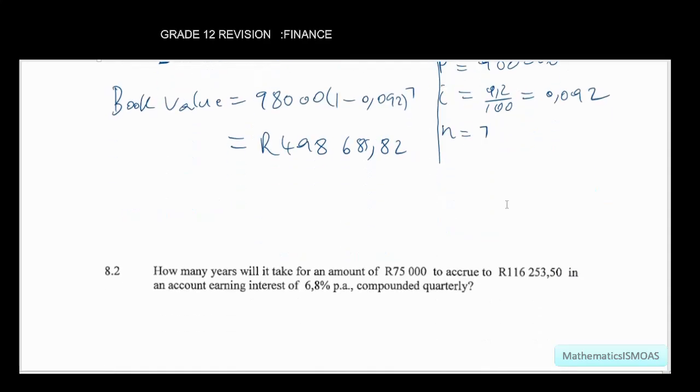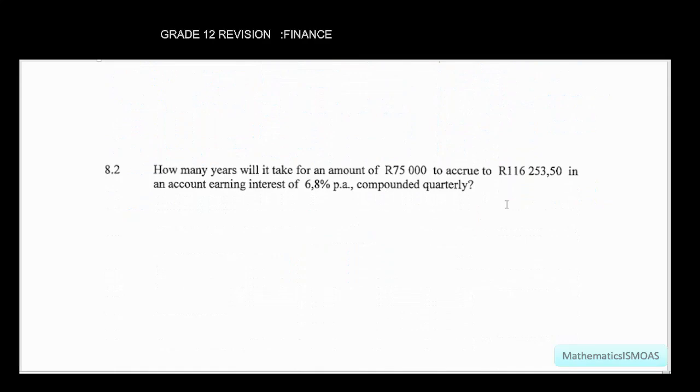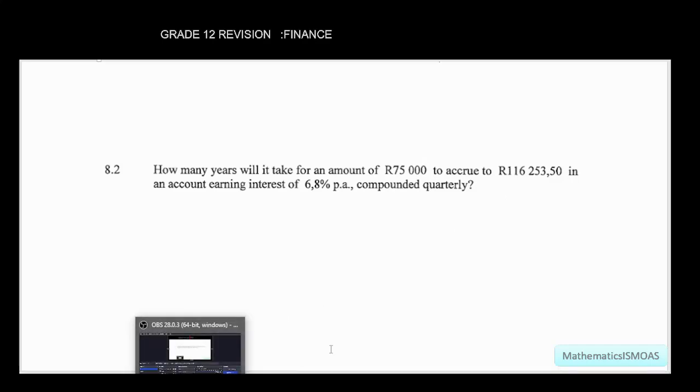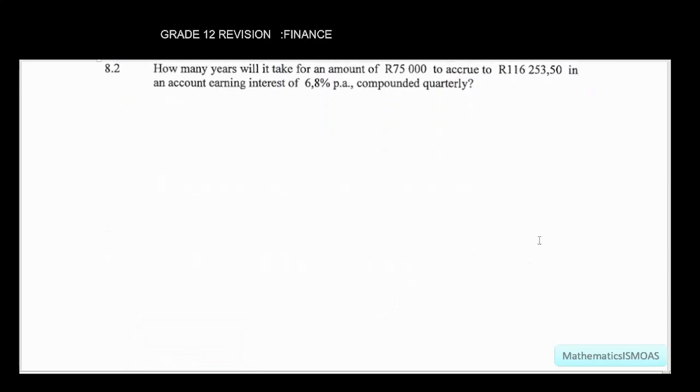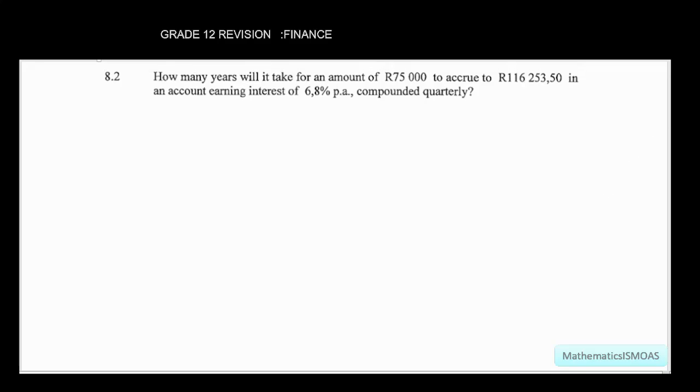Right. Then on question 8.2, how many years will it take for an amount of 75,000 rands to accrue to 116,253 rand and 50 cents in an account earning interest of 6.8% per annum compounded quarterly?